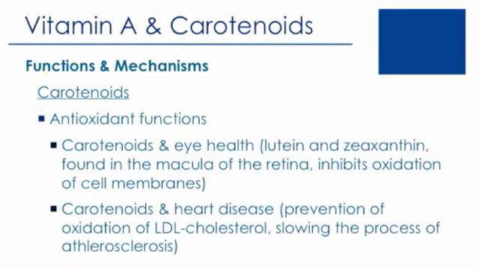So we see as antioxidants, carotenoids being involved in eye health, specifically lutein and zeaxanthin. We see these are found in the macula of the retina, inhibiting oxidation of cell membranes. Also, we see a role of carotenoids in reducing risk of heart disease. We see that it prevents the oxidation of LDL cholesterol, thus slowing the process of atherosclerosis.